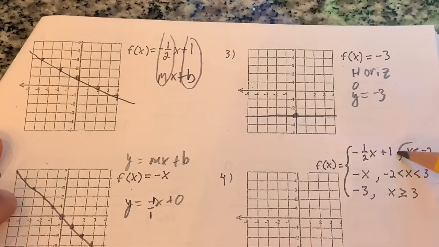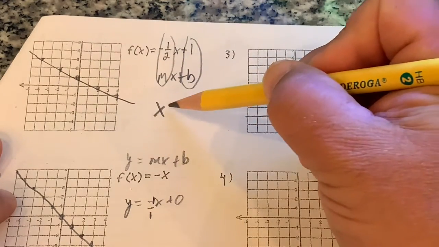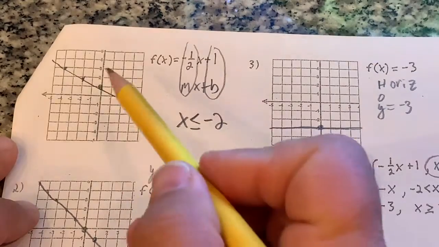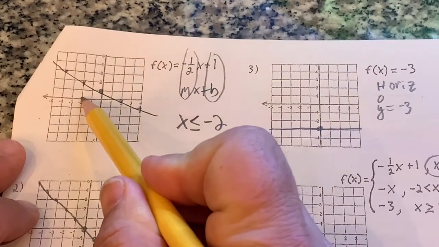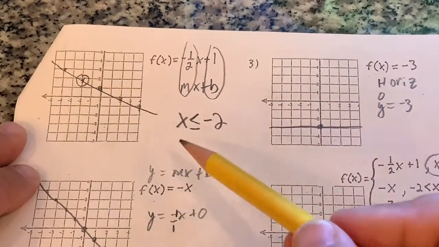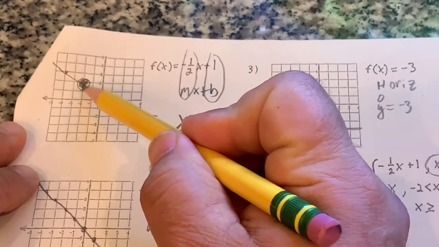Now I'm going to take this domain restriction, x is less than or equal to negative 2, and write it over here. So I go to negative 2 on the x-axis, there's nothing there. I go up to the line, I make an open circle. Now I have to decide whether I fill in the circle or not. And notice there's a line under it, so I fill in that circle. That's a closed circle now.